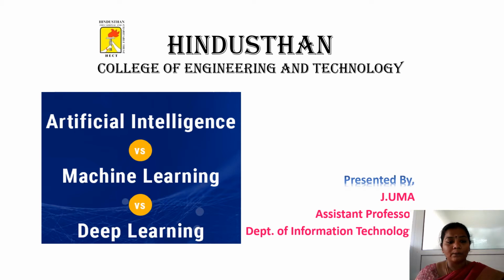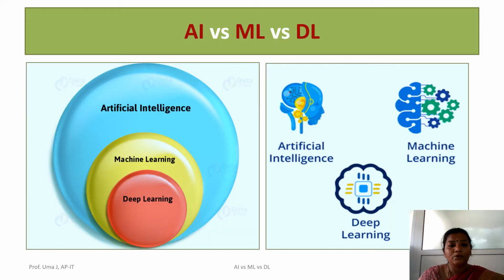We are going to see the differences between artificial intelligence, machine learning, and deep learning in this lecture. Without any further delay, let us move on to the slide. In our day-to-day life, we hear the words artificial intelligence, machine learning, and deep learning in the field of computer science. What do these buzzwords mean? Let us see that in this slide.